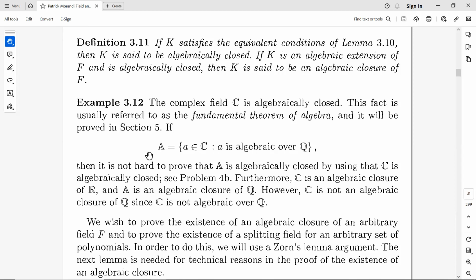Do you agree with that? This A is a splitting field of Q[x], because if you simply take a polynomial in Q[x], it will have a root in C. So it is algebraic over Q, and that is in A. So it's a splitting field of Q[x]. And conversely, if you take anything in A, it is algebraic over Q, so it is a root. So A is generated by the roots only. So this is a splitting field, and it's actually algebraically closed. That is their claim.